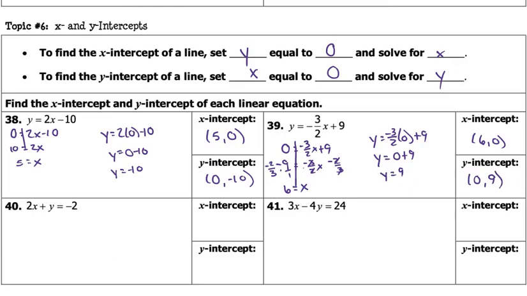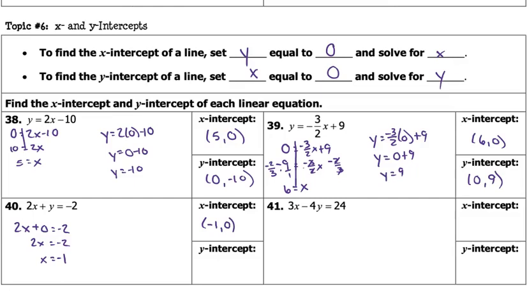Take a look here. When I put 0 in for y, so 2x plus 0, don't know that I really need that, but 2x plus 0 equals negative 2. So this would just be that 2x equals negative 2. We divide both sides by 2, so x would equal negative 1. So when x is negative 1, my y is 0.